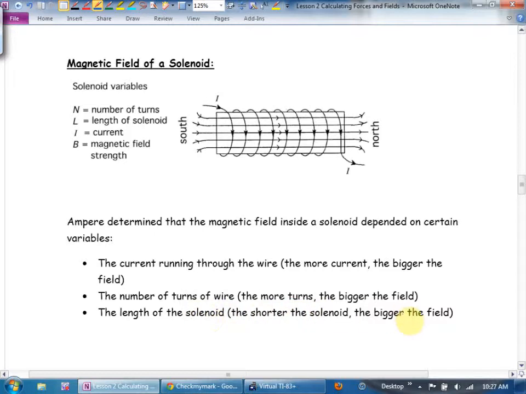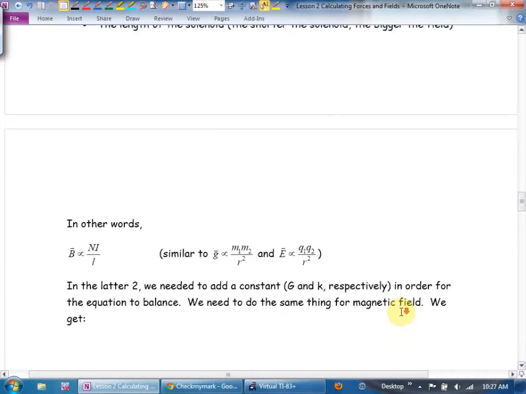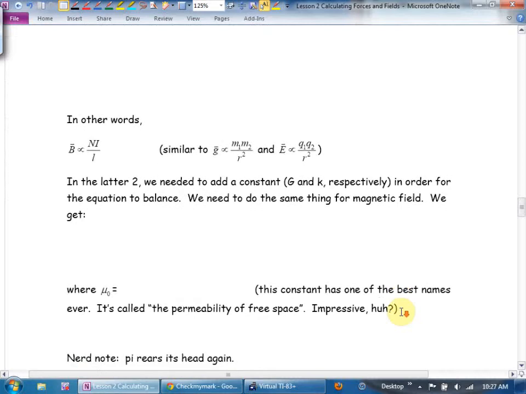In other words, the magnetic field was directly proportional to the number of turns and the current, but it was inversely or reciprocally proportional to the length. Very similar to, remember, the gravitational field was M1, M2 over R squared, and the electric field was KQ over R squared. Magnetic field is that.